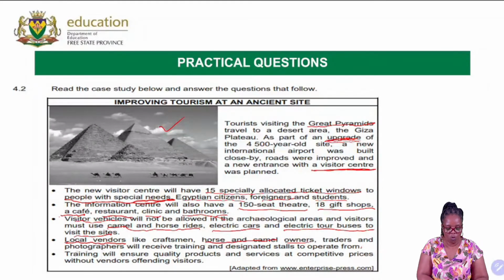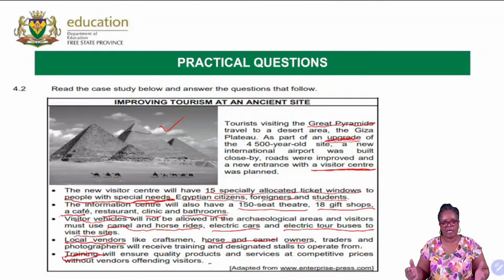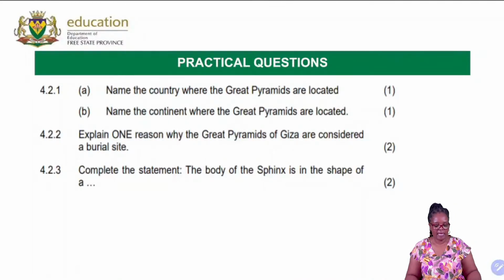Training will ensure quality products and services at competitive prices without vendors offending visitors. So it means they will be trained for fair trade. They'll have to sell their goods at a reasonable price, not to cheat the visitors. So number one, it says here, name the country where the Great Pyramids are located.